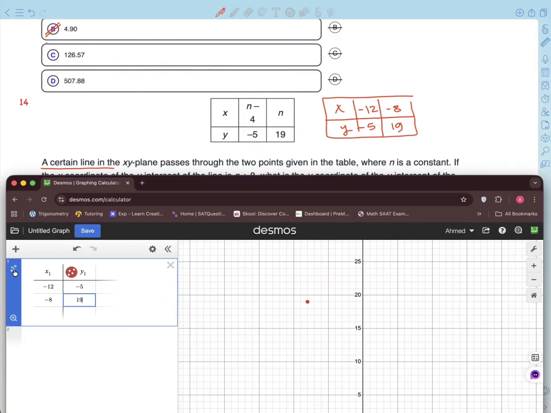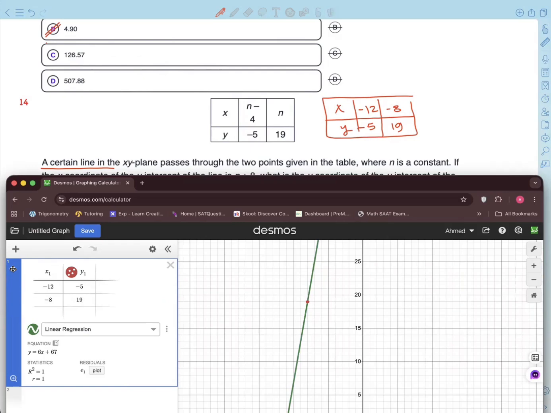Then press on this button. It's add regression. Press on it. This is a linear regression because it's a straight line. So the equation is 6x plus 67. So this is the equation of the line: y equals 6x plus 67.